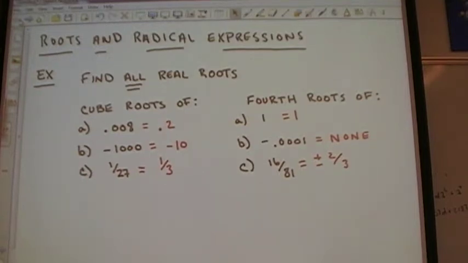Roots and radical expressions. We'll get straight into the examples. Find all real roots. Keywords in the first two examples are all and each. All just means that you could have plus and minus if it applies. Each means you're looking for one answer.